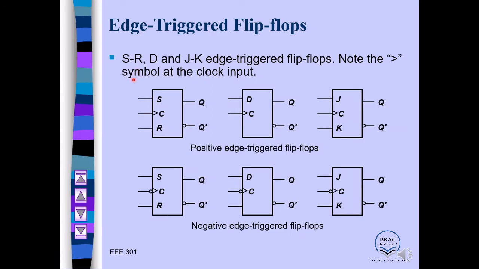So now look here. This is a couple of diagrams for SR, D, JK edge-triggered flip-flops, and remember this symbol represents the clock input. Here this is your SR flip-flop, and this is your clock. This kind of sign represents the clock signal. This is your D flip-flop, this is your JK flip-flop. All of them have a clock, but remember, all of them are positive edge clocks. That means they will activate at the positive edge.